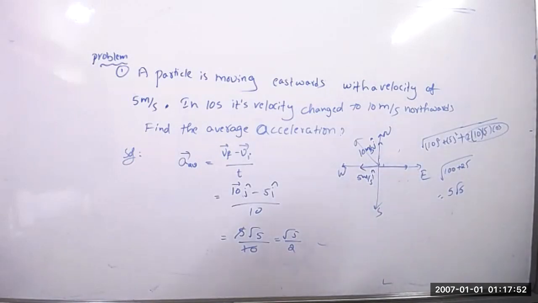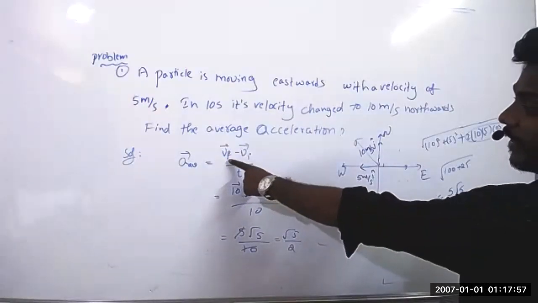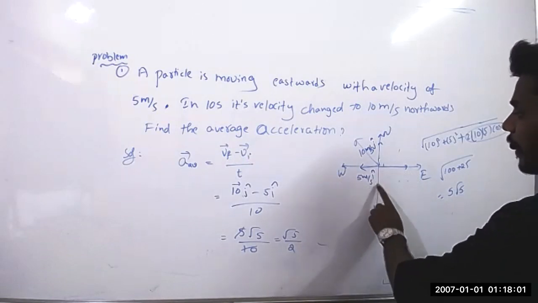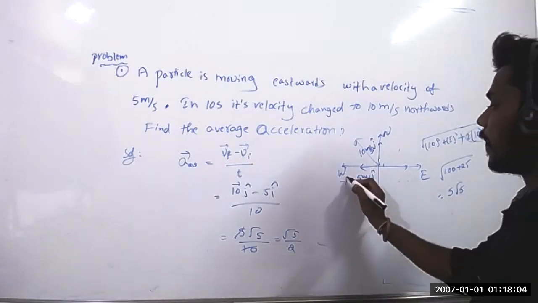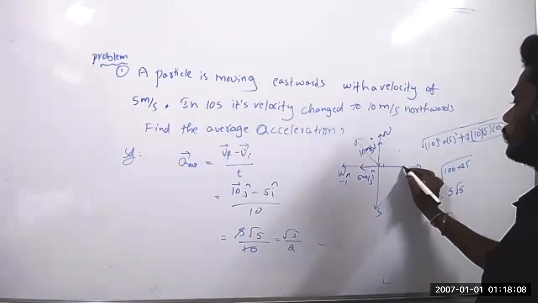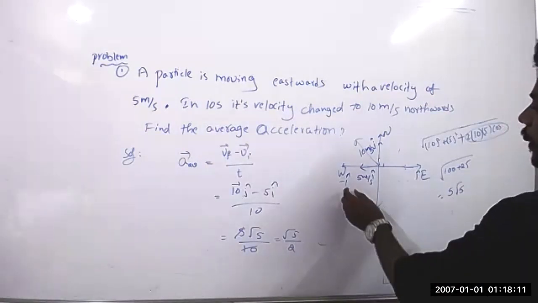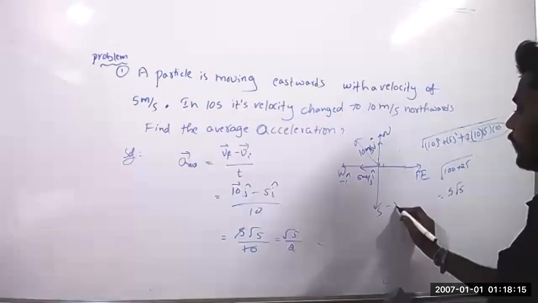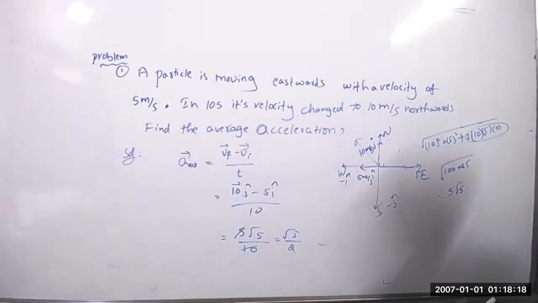It was eastwards, right? So why is it in the opposite direction? It is change: Vf minus Vi, not plus Vi, minus Vi. So the I direction is negative. It is minus I cap direction. It is I cap direction. It is J cap direction. It is minus J cap direction, if they give. Understand? So the direction is northwest.